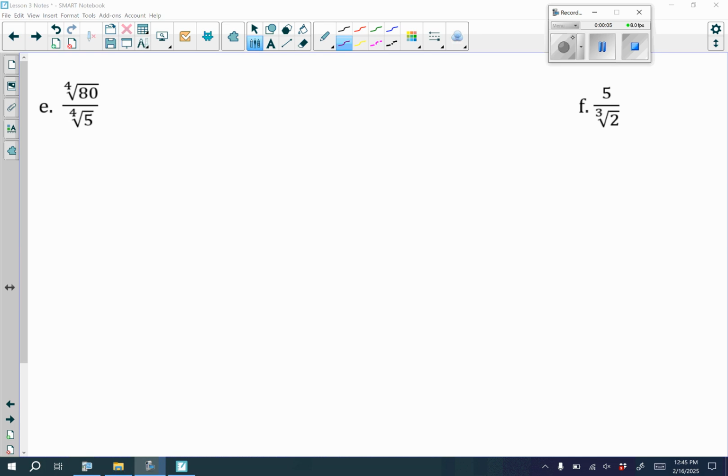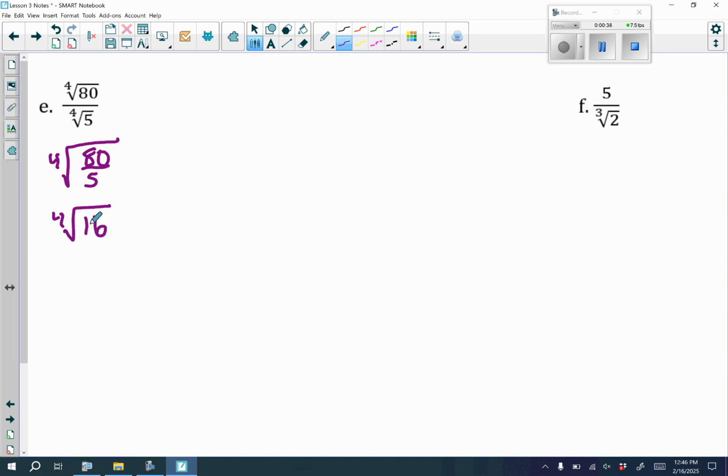Our last thing that we need to talk about is how do we divide, or another way, how do we rationalize the denominator with our radicals. Okay, let's look at e. So we have the 4th root of 80 over the 4th root of 5. Now, especially if both of the values are underneath the radical and we know they are divisible, we can actually put this as one whole fraction. Here's what I mean. So I have the 4th root, and I'm going to have 80 divided by 5. Now, when I do 80 divided by 5, that actually gives me 16.